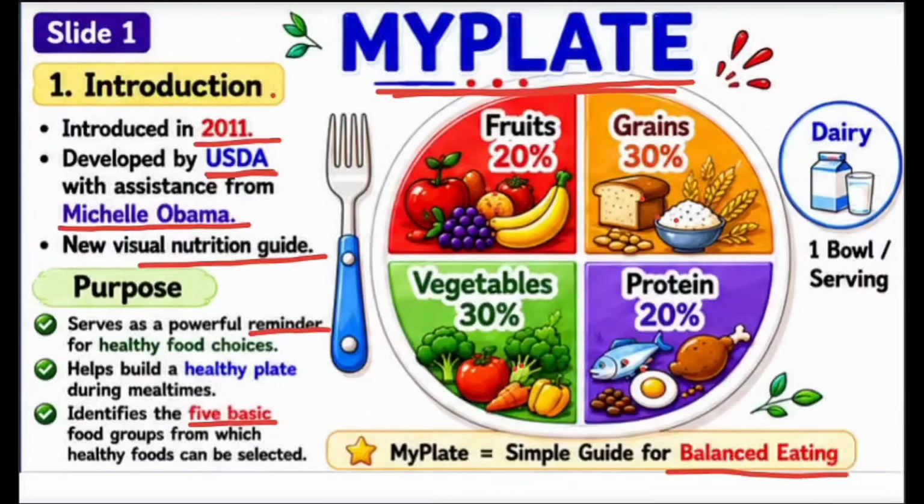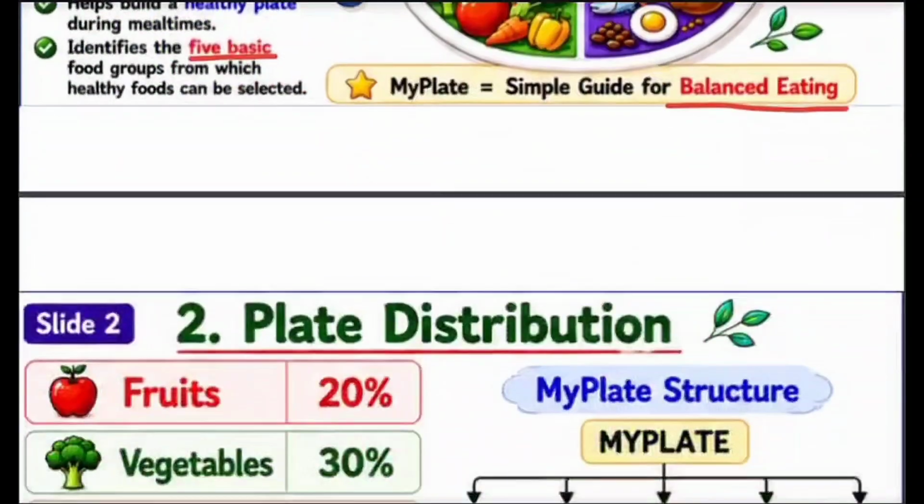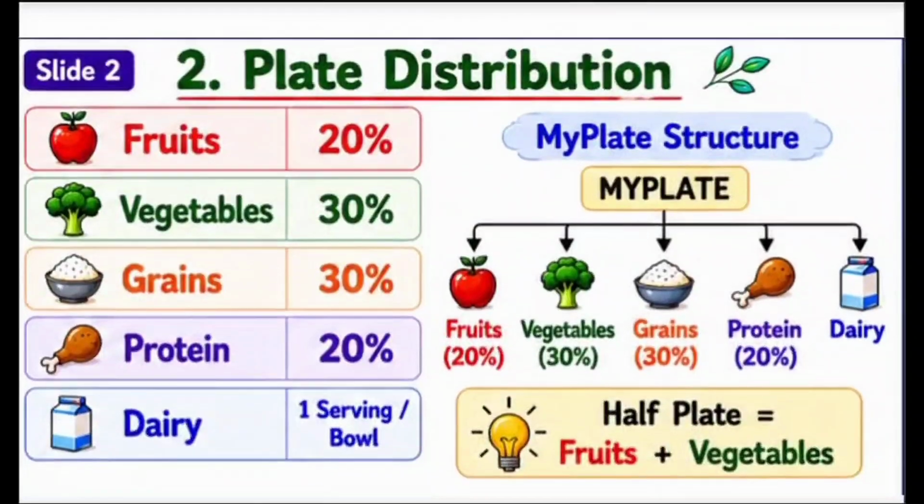Now let us discuss the plate distribution of MyPlate. One of the reasons MyPlate became popular is because it clearly shows how much space each food group should occupy on your plate. Let us understand the distribution. First, we have fruits. According to MyPlate, fruits should occupy about 20% of your plate. Fruits provide vitamins, minerals, antioxidants, and natural sugars that support overall health. Examples include apples, bananas, oranges, grapes, and mangoes.